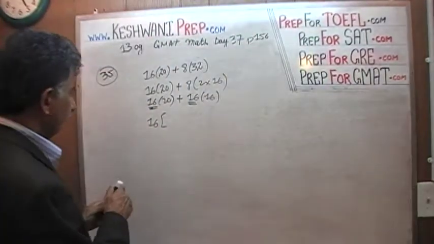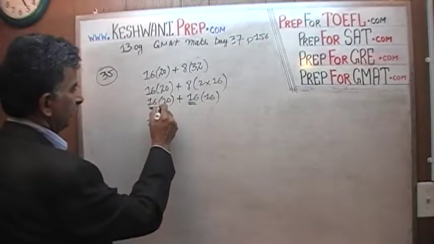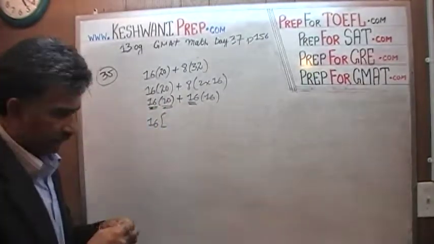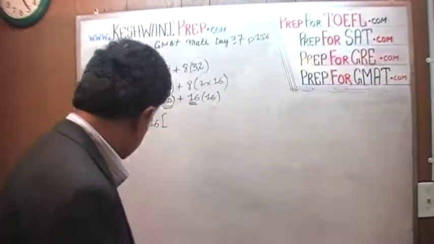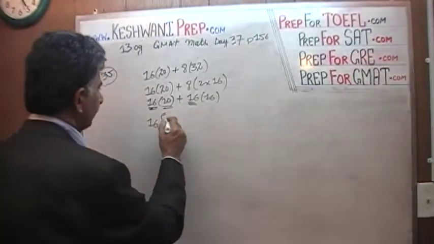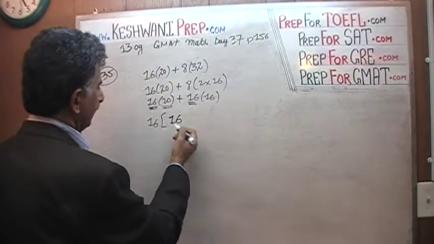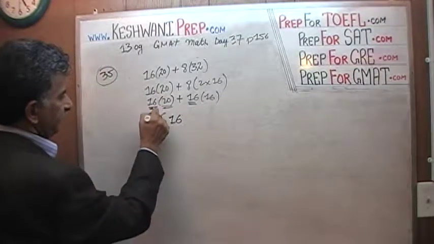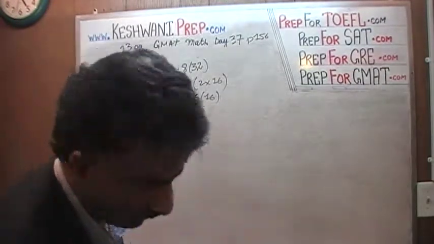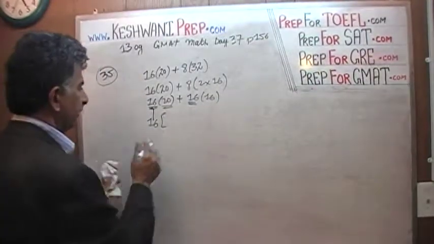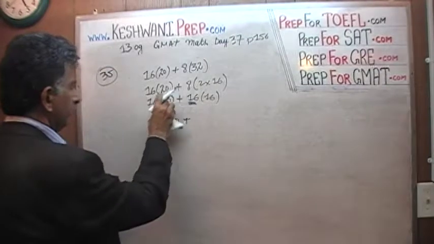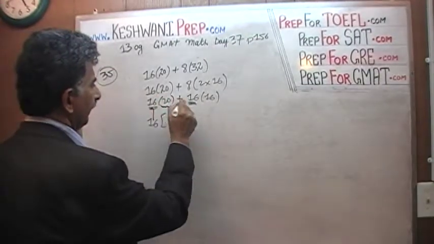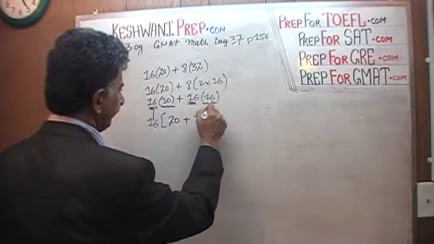So if we take out the 16 common, from here we are left with 20. We take out 16 common, we are left with 20, not 16. From the first part we are left with 20, and from the second part we took out the 16 common, so we are left with this 16 right here.